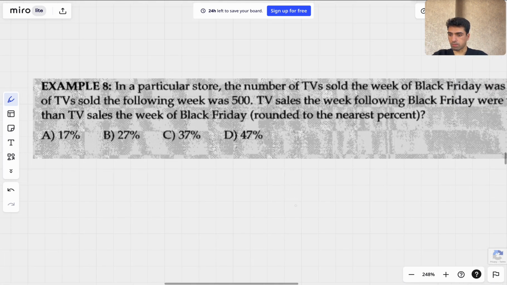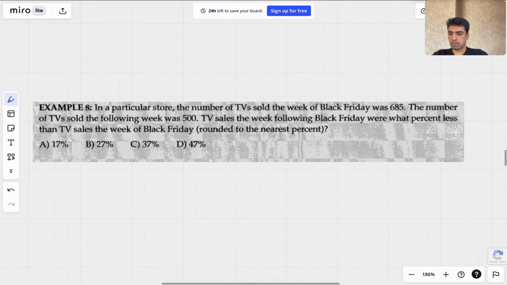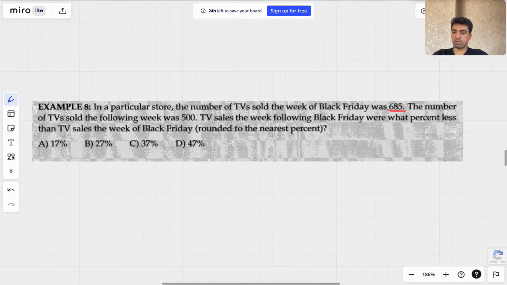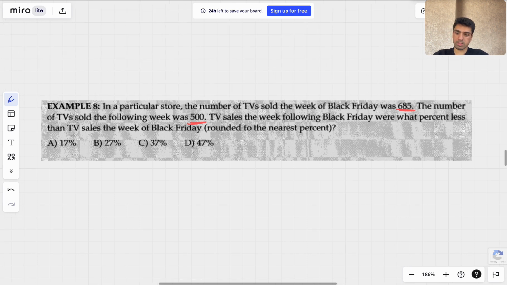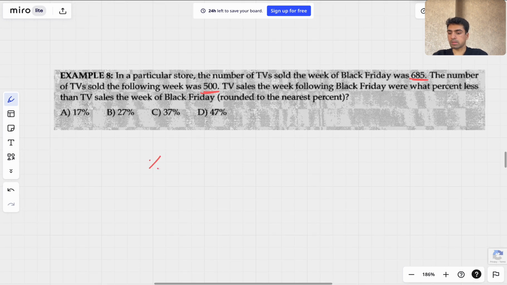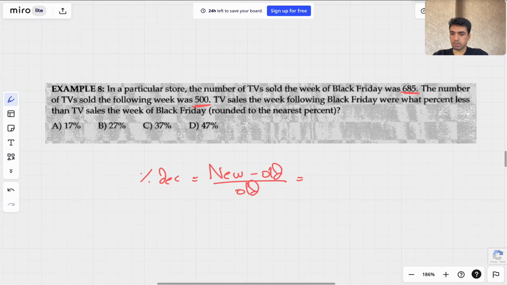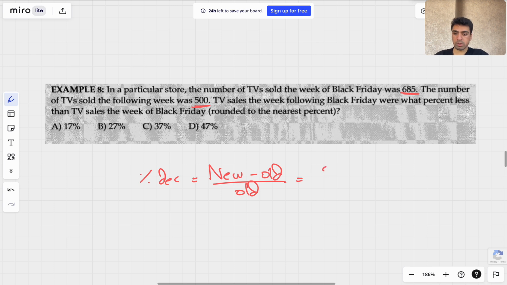So for example, let's say the number of TVs sold was 685 on the week of Black Friday. The number of TVs sold the following week was 500. So it says what percent less. Basically we need to find the percent decrease. So to find the percent increase or decrease, the formula is new value minus the old value divided by the old value. So the new value is 500 because that's in the following week, and the old value was 685, divided by the old value 685, and then times 100 to find the percent.